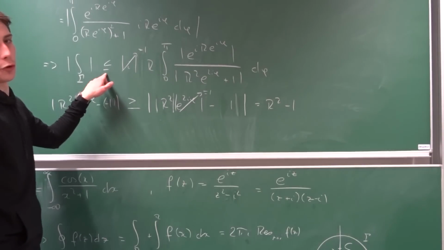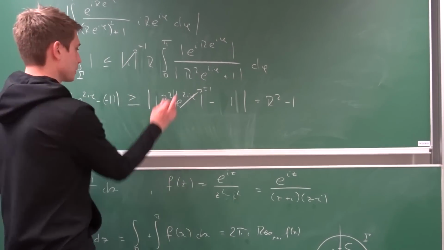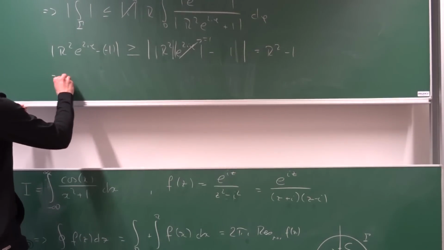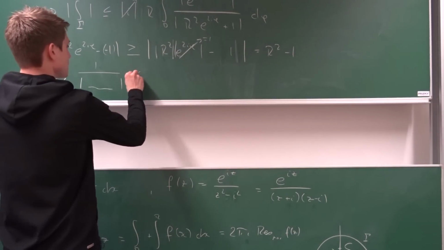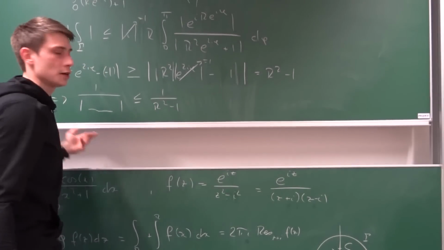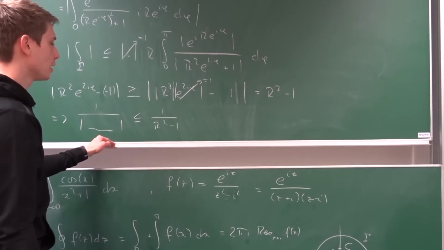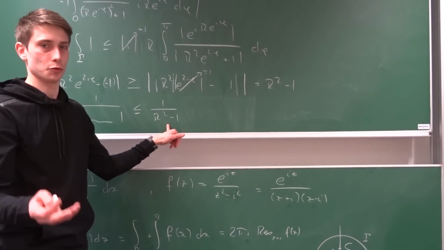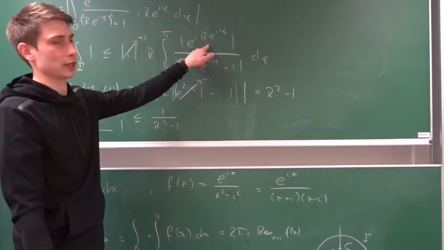Because we need a different order relation. We need this right here to be less or equal to something. Okay, so that means we have 1 over this chunk right here, this term, is less or equal to 1 over r squared minus 1. So we can check on all of this. We've got the right order relation, and we have got rid of this absolute value. So that's nice, we can plug this in, and now we need to take a look at this right here.